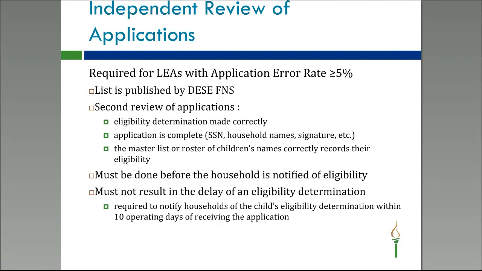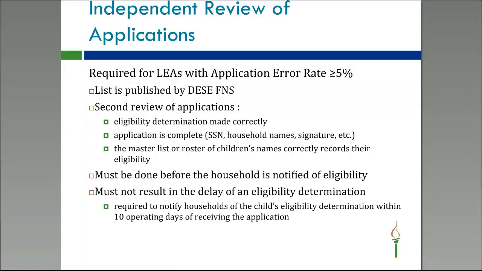If an LEA had an application error rate of greater than 5% during the administrative review, they're required to do an independent review of applications. Sometimes we also call this a second review of applications. We publish this list on our website, and the LEAs that will need to do this will be informed.